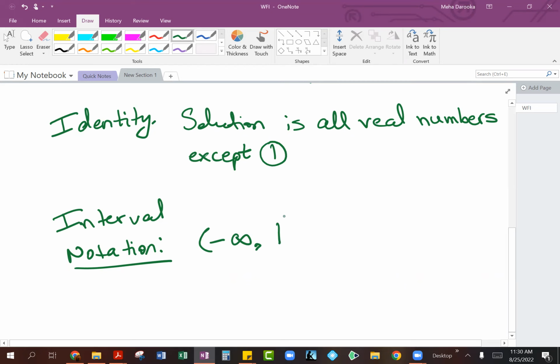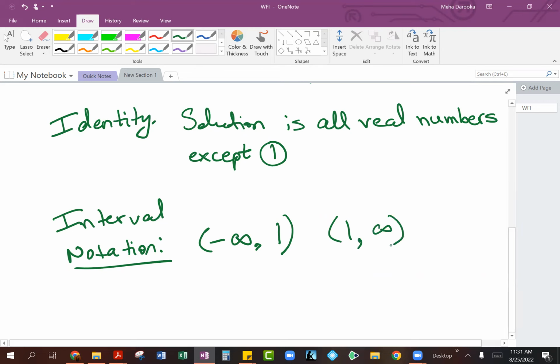And since we're not including one, you put parentheses on it. Then we're going to pick up on the other side of one, right? So you go all the way to as close as you can get to one, but just not equal to one. And then you go on the other side. So again, we're starting out at one on the other side. And again, I'm using parentheses to show that I'm not including my number. And then we can go all the way to infinity.